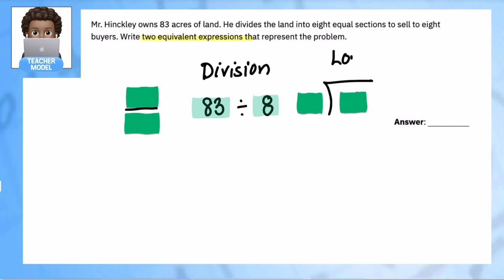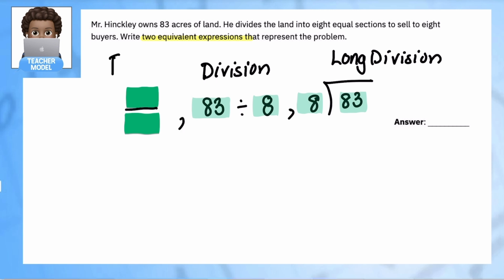Let's try long division next. So again, which number is being divided? What number is in the house? It is the 83 divided by 8. So if you expressed it in long division, that is what it would look like.